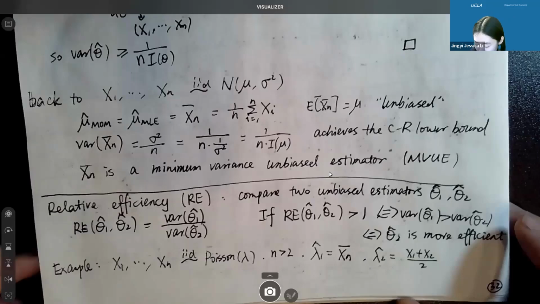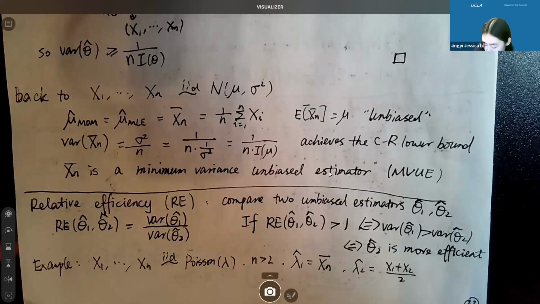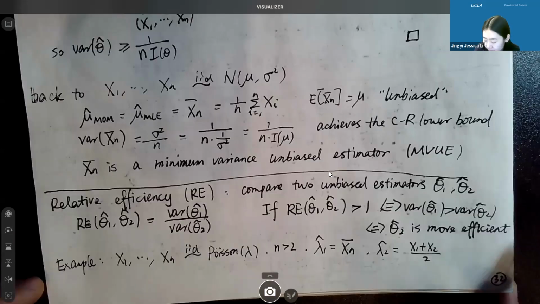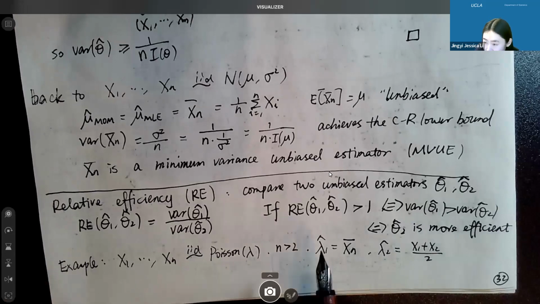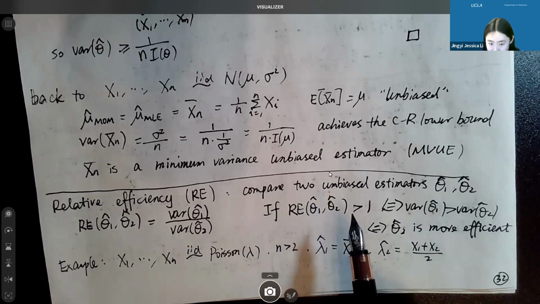Okay, so today we're going to continue our discussion about the estimators. Last time we stopped at discussing the relative efficiency, which is a criterion to compare two estimators. We call them theta 1 hat and theta 2 hat. They are estimators of the same parameter theta.